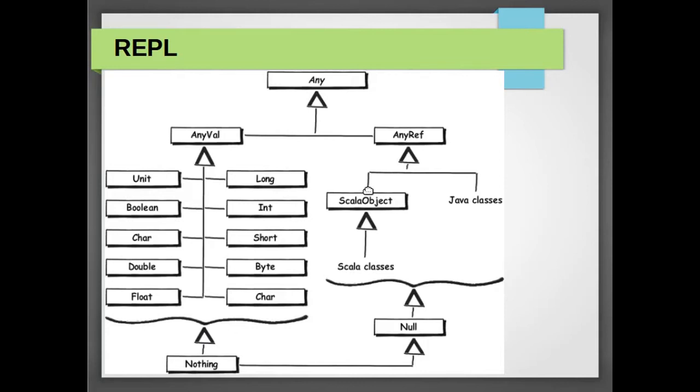For example, if you create a method that returns a string and a Scala list, then the greatest common factor between a list and a string would be scala.AnyRef. The compiler will infer the same, but if you know the return type, it is always advisable to mention the return type as it enhances the readability of the code.